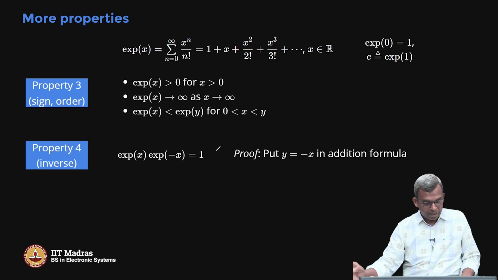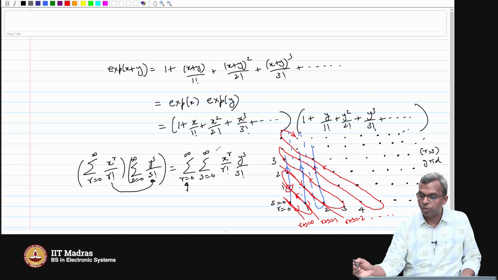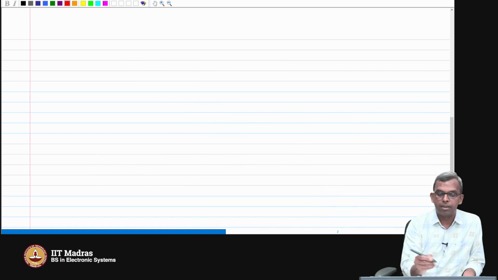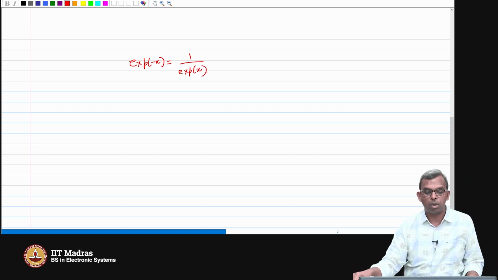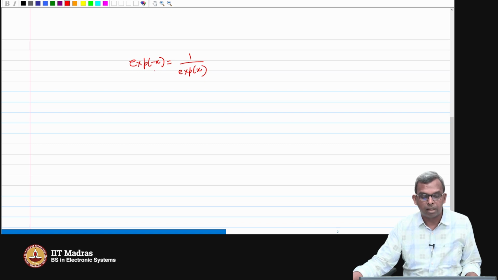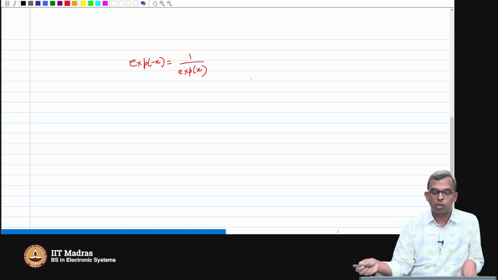So, another way to write this down, if you're thinking about what it means, is exp of minus x is 1 by exp of x. This is another way of thinking about it. So, the negative value, if you evaluate exp, you get 1 by exp of x. So, this is also a very interesting formula.